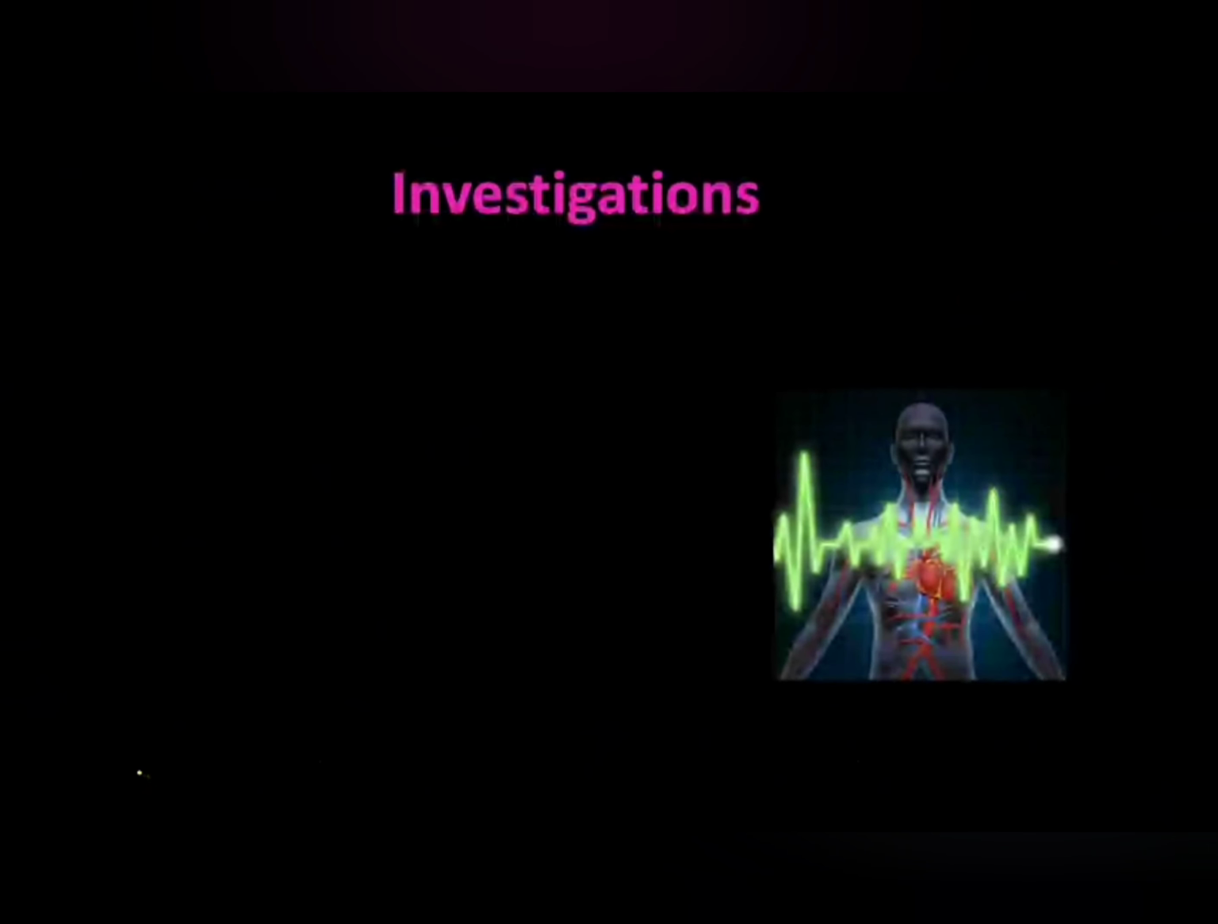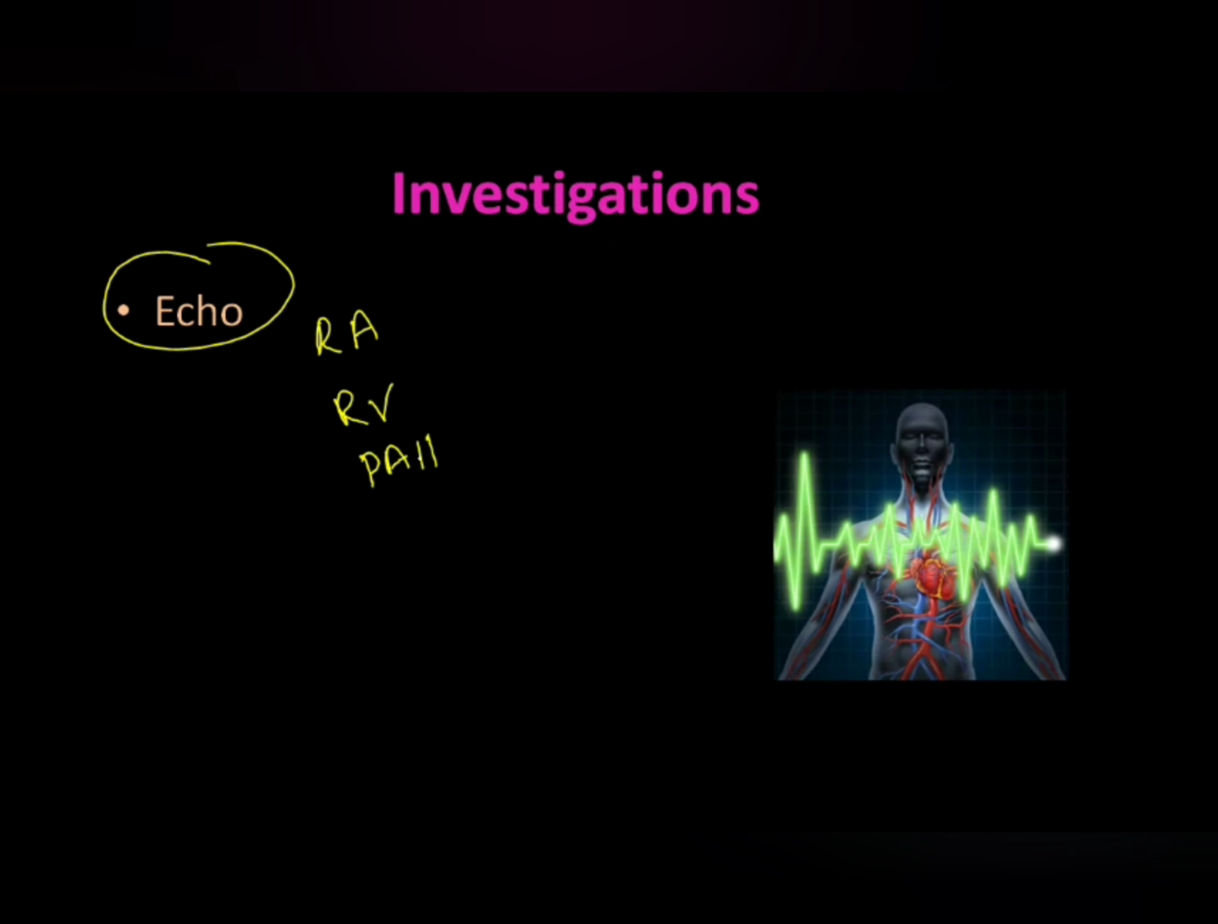Now what are the investigations you can opt for? Basically the primary investigation you need is echo, because echo will tell you whether there is right atrium dilation or hypertrophy, or right ventricle dilation or hypertrophy, whether there is pulmonary artery hypertension, atrial septal defect, and what its size is. And what is the condition of the valves, whether your mitral valve, tricuspid valve, pulmonary valve, everything is working fine. So echo is the mainstay of investigation.